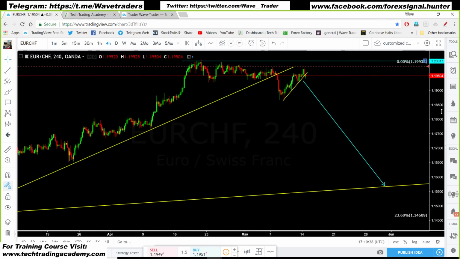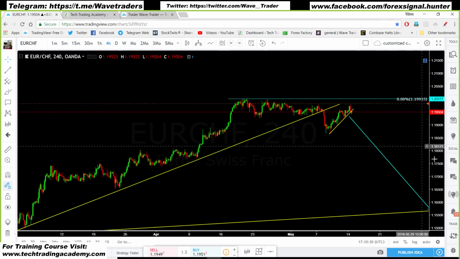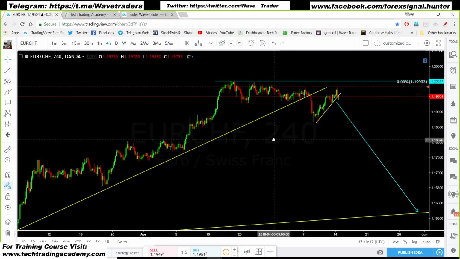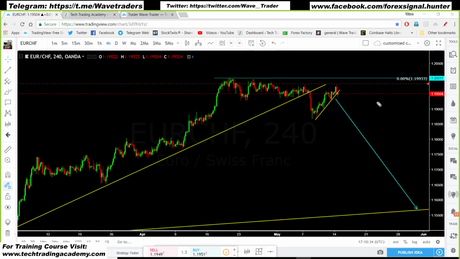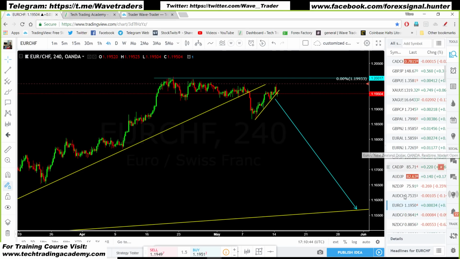Okay, so sell this breakdown. There is no setup on that pair, but I will show you. Sell this breakdown for more downside. Every time look for a sell when price is going to hit the 120 area on the Euro Chief.